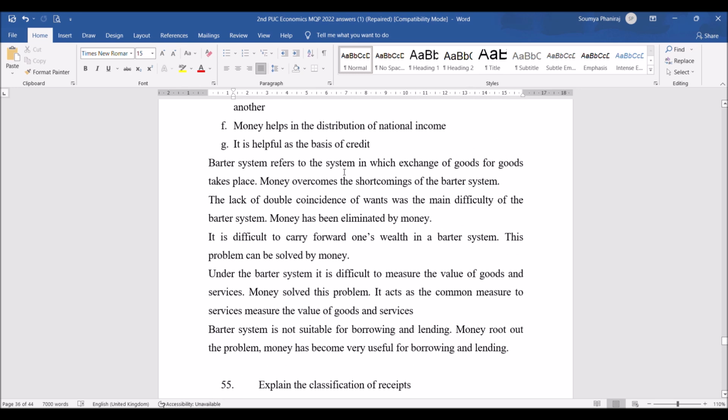So you can also describe what is barter system and how it is a drawback in the current economy. That can also be discussed.